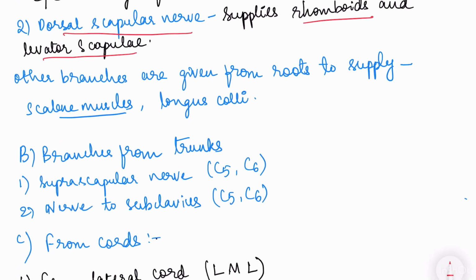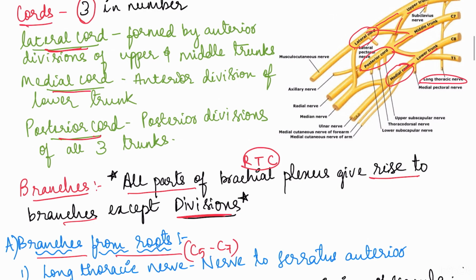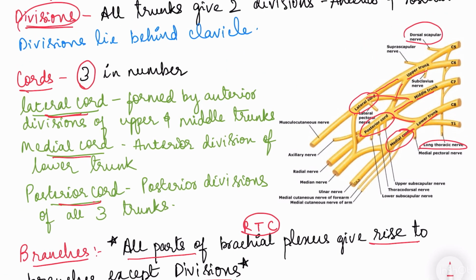Then we have the branches which are arising from the trunks. There are two nerves, that is suprascapular nerve and nerve to subclavius. So here we have the suprascapular nerve and here we have the nerve to subclavius, which are arising from the trunks, that is mainly from the upper trunk, which gives rise to two branches, that is suprascapular nerve and nerve to subclavius.